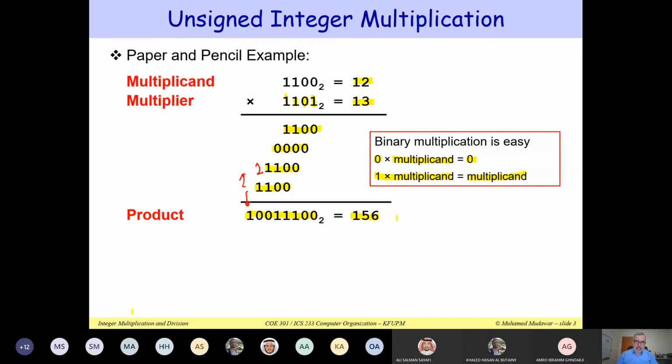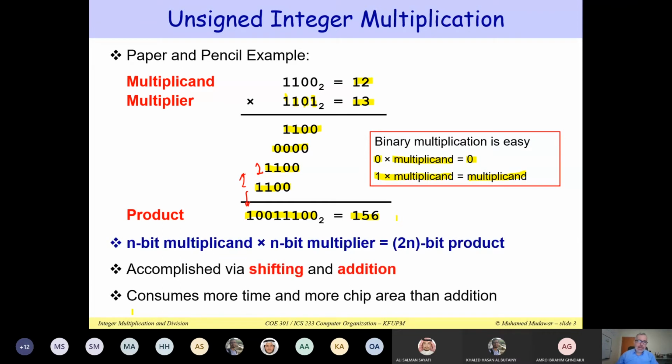Now, one thing about multiplication is that if you have an n-bit multiplicand multiplied by an n-bit multiplier, you get 2n bits in the product. I'm multiplying 4 bits by 4 bits, so the product will consist of 8 bits, double the number of bits. That will be the number of bits in the product.